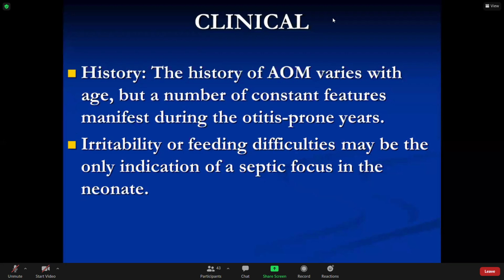Well, just like anything else, clinically, the history varies with age, but there are constant features that manifest in otitis media. Patients will come to you because of irritability.